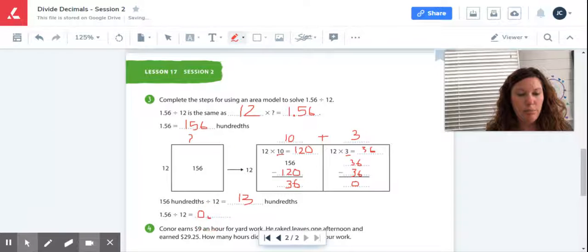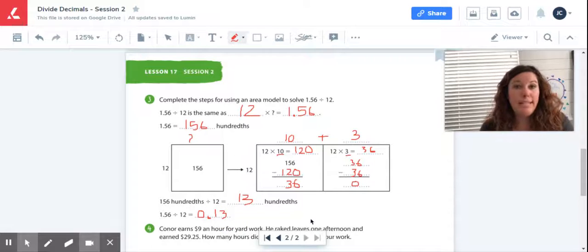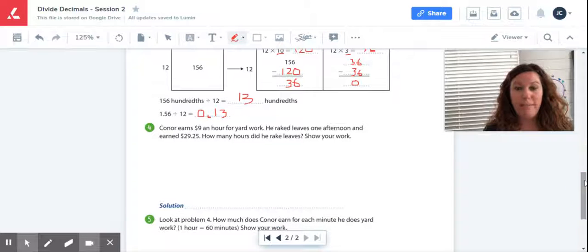Come on, decimal point 1, 3. So I'm gonna be honest, I do not like the area model with division. It doesn't make sense to me. I do like using multiplication to divide, and I do like our standard algorithm to divide, but I do not like the area model. So if you understand this, more power to you. If you don't, no worries. Do what you know, right?